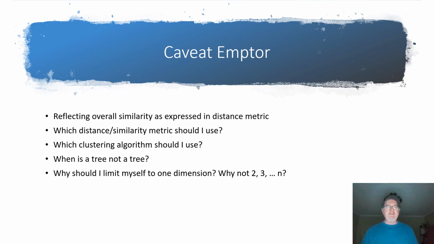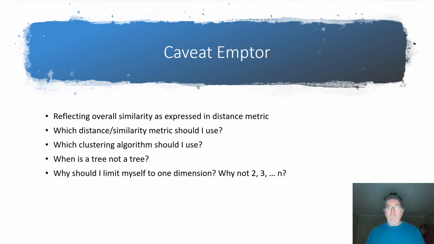So we are trying to reflect overall similarities as expressed in a distance metric. I've given you a simple metric, that simple matching coefficient, very straightforward, that you could extrapolate to use with non-binary characters, and perhaps if you're clever enough, quantitative characters and heuristic characters, things like that. There are more distance metrics than you can shake a stick at, and the question is, which distance metric should I use? And to that, there is not a straightforward answer.